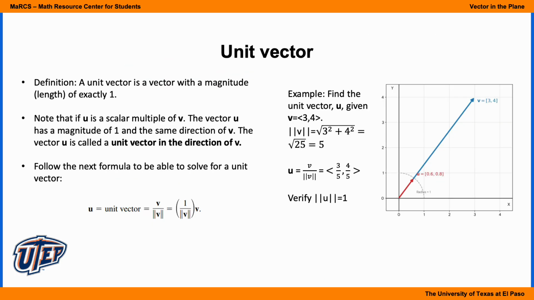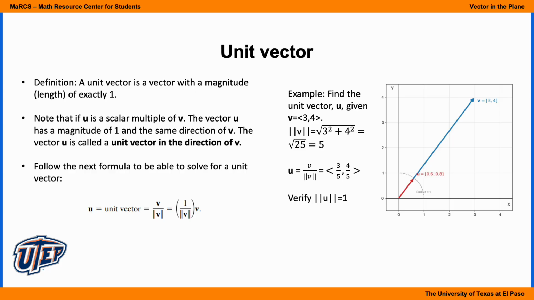A unit vector is a vector with a magnitude or a length of exactly 1. So if u is a scalar multiple of v, then the vector u has a magnitude of 1, and it is in the same direction of v. So the vector u is called a unit vector in the direction of v. And to find the unit vector when it is not normalized, we can plug it into this formula. So it'll be v, the vector v, divided by the magnitude of v, and that is how we get the unit vector u. And normalizing just means scaling down a vector so that it will have a length or a magnitude of 1. So here we're given the example.